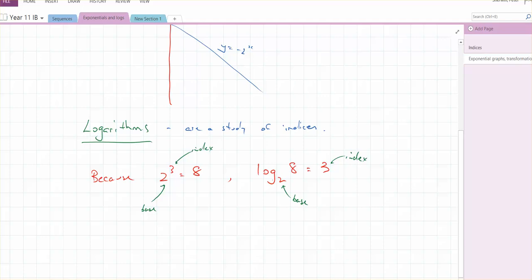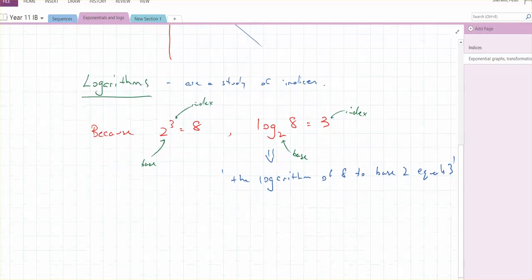The way you'd read this would be: the logarithm of 8 to base 2 equals 3. That is how you would read that. The logarithm of 8 to base 2 equals 3.